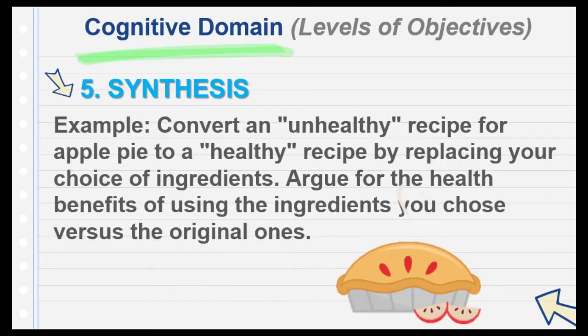Fifth is synthesis. Synthesis involves building a structure or pattern from diverse elements. It also refers to the act of putting parts together to form a whole. Example: convert an unhealthy recipe for apple pie to a healthy recipe by replacing your choice of ingredients. Argue for the health benefits of using the ingredients you choose versus the original ones.